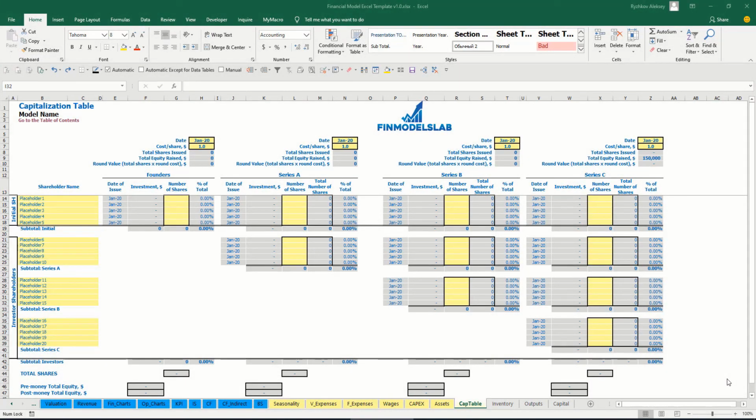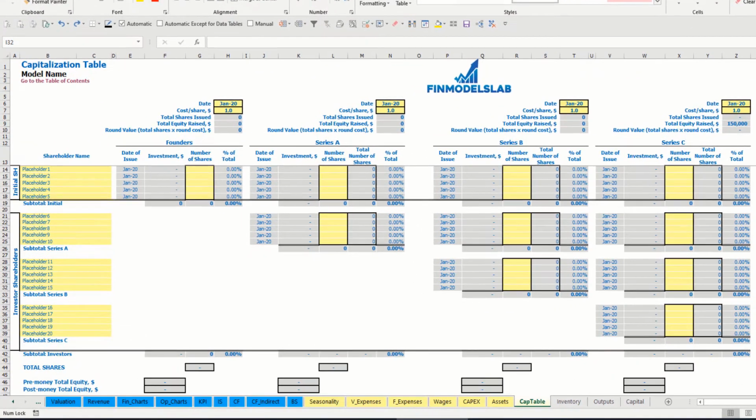On the capitalization table, you can input different founders' and investors' contributions, broken down by different dates of funding, with a different cost of share for each series. And you can see the dilution of shares after each round, and pre-money total equity and post-money total equity. Let's pretend that we have 2 founders, founder 1 and founder 2.